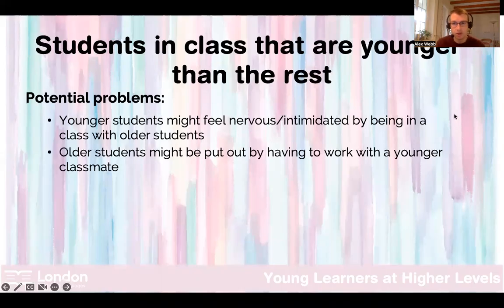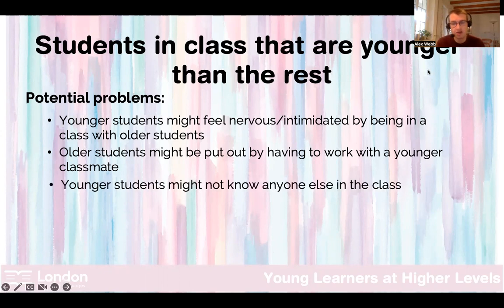A second issue comes from the side of the other students in the class. Older students might be a little bit put out by having to work with a younger classmate, so they might not be too happy with that. That's something we have to consider when we're making pairs, choosing the right student to work with the younger student. This could also be a little bit tricky for the younger student, in that they probably don't know anybody else in the class. All of their friends from school are at lower levels, and so they just don't know anybody in the class, and that can be a bit of a problem as well.